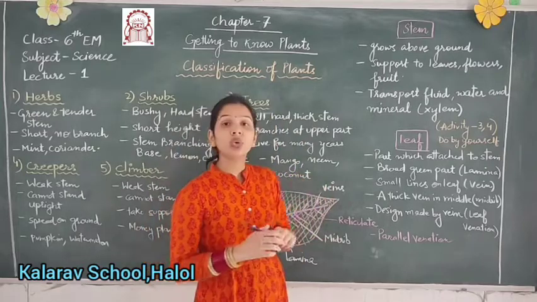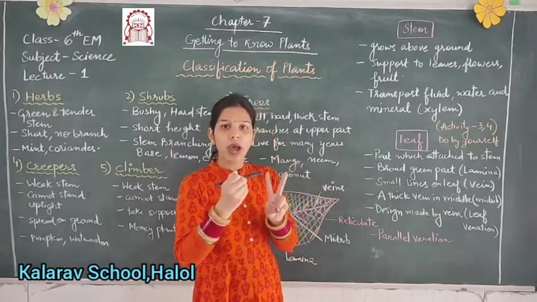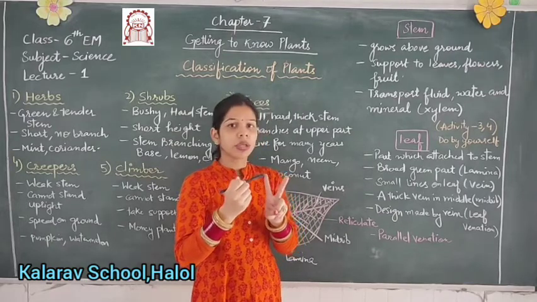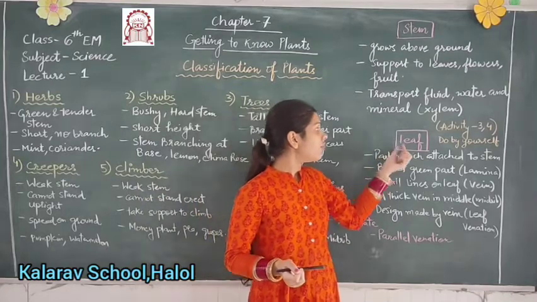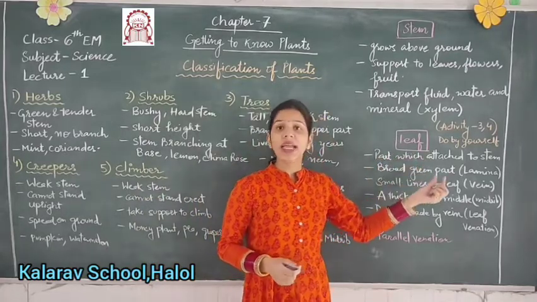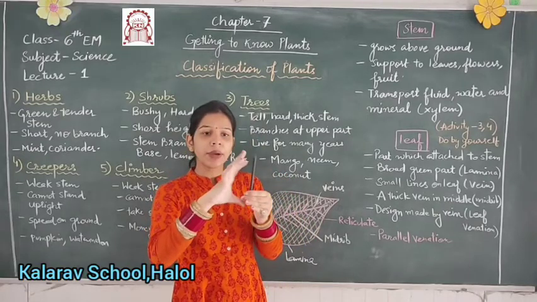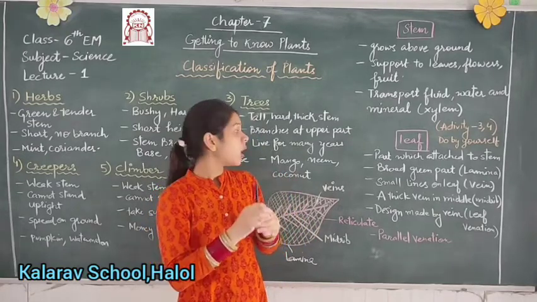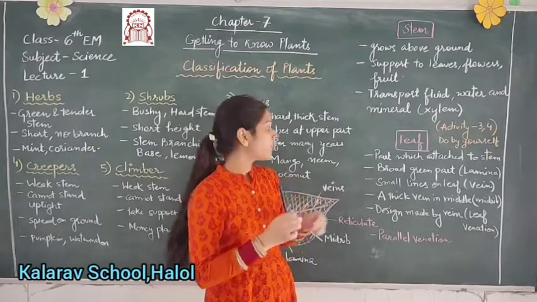Next, a shoot system contains two parts, that is stem and leaf. I have discussed the stem. Now I will discuss the leaf. The leaf is the part which is attached to the stem. As you see the plant, it has a stem, and the stem contains leaves.